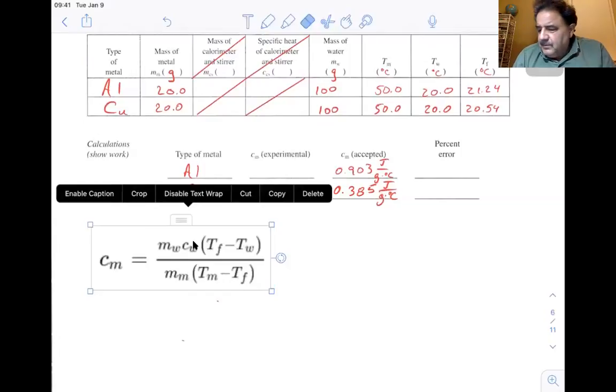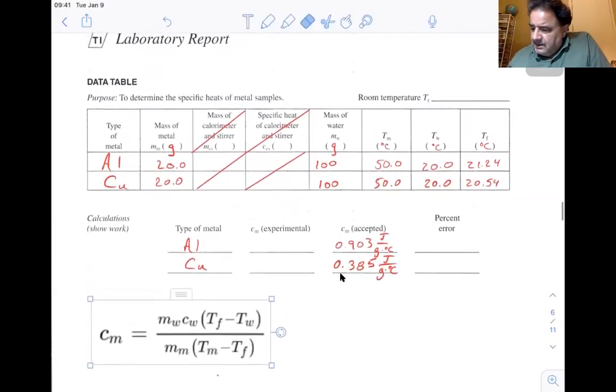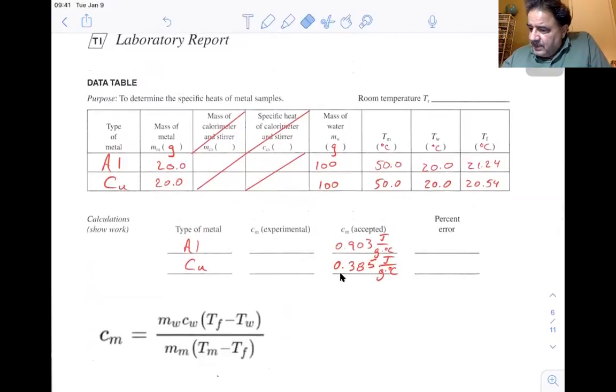And so that's the C that you calculate. That goes right here for the copper and right here for the aluminum, and then you calculate the percent difference. If you don't know how to calculate the percent difference, ask me and I'll send you the formula. But it should have been one of the first experiments that you did with Dr. Owuku or wherever you took 1401.